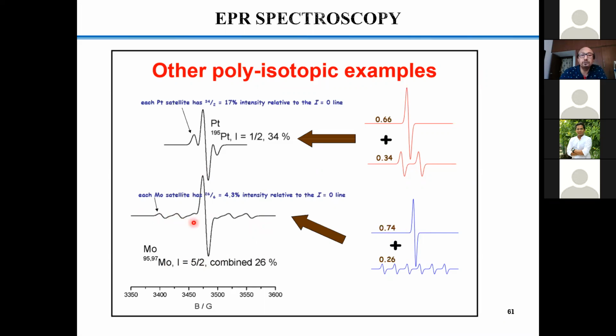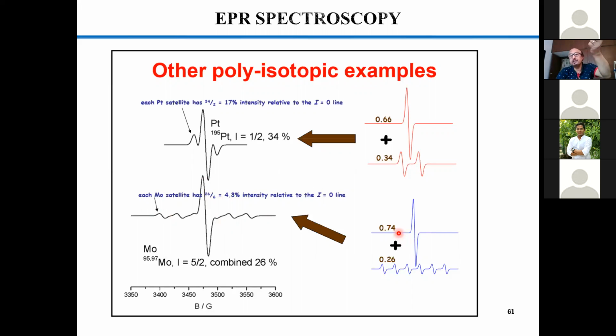If you can see 1, 2, 3, 4, 5, 6 lines, that 6 lines is coming out of this 5 by 2 I. And if you look at the ratio, this is 1 versus 6, right? That means 26 by 6, that means 4% of the original line, where the original line is 74.